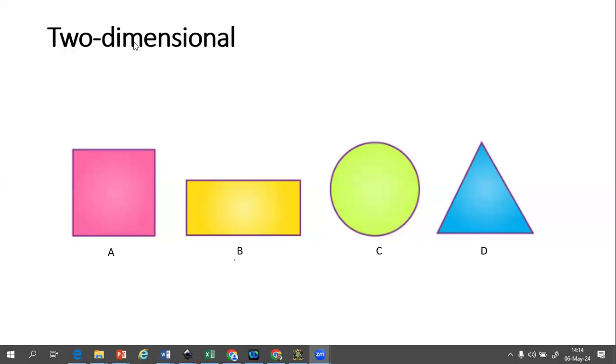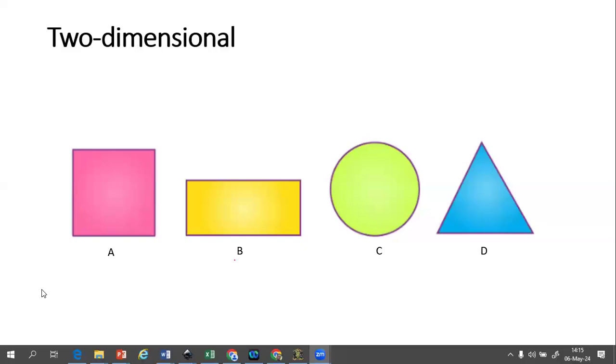Okay, looking at the chat, A is a rectangle, square, rectangle, square. Matthias is saying A is a square, B is a rectangle, C is a circle, and D is a triangle. Okay, very good.